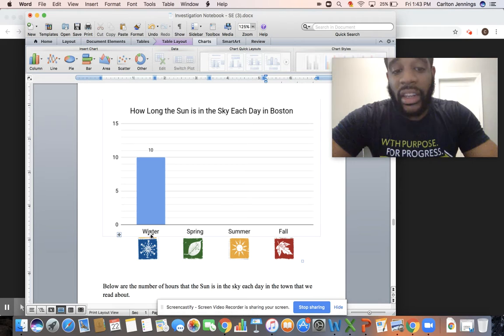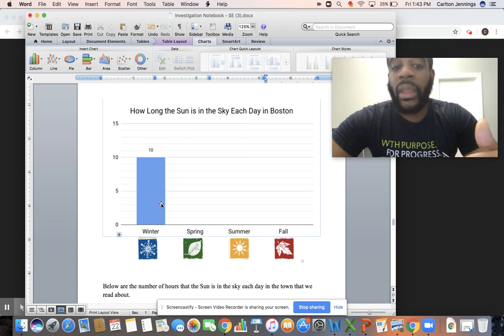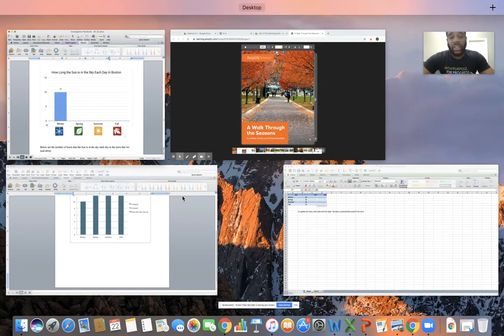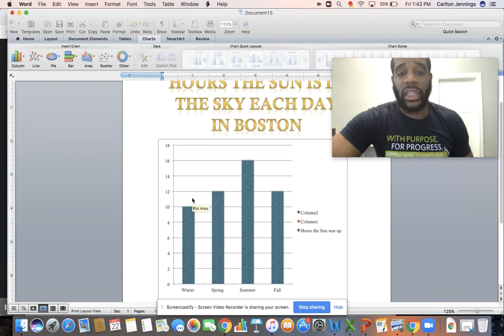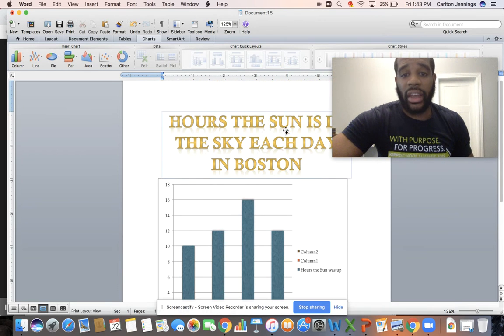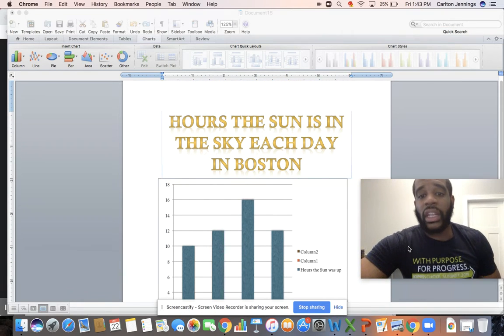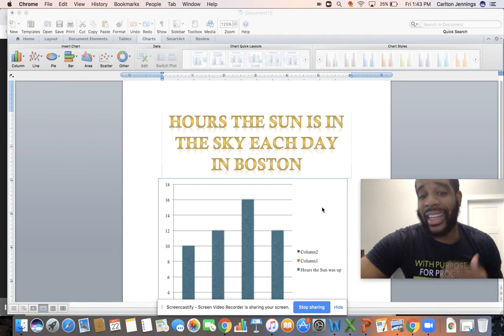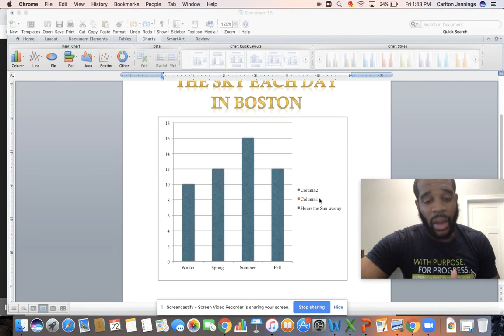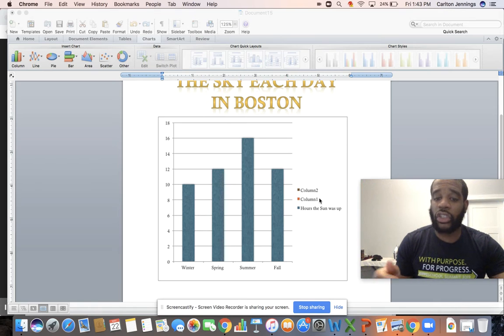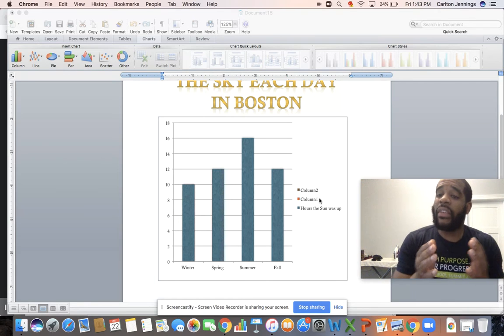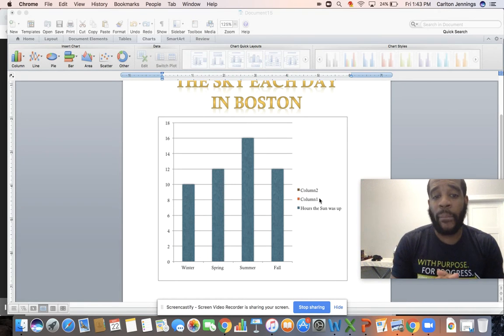So we have the different things that we're looking at: winter, spring, summer, fall, the four different seasons. We have the hours that the sun was up, and we're going to graph out the next two. This is the question that's going to be on your exit ticket. Again, we always start with our title. Our title is Hours the Sun Is in the Sky Each Day in Boston. We have our four seasons: winter, spring, summer, fall. And then we graphed on this graph how many hours the sun was up in each season.